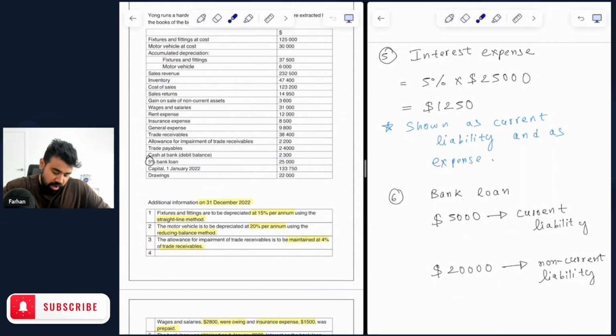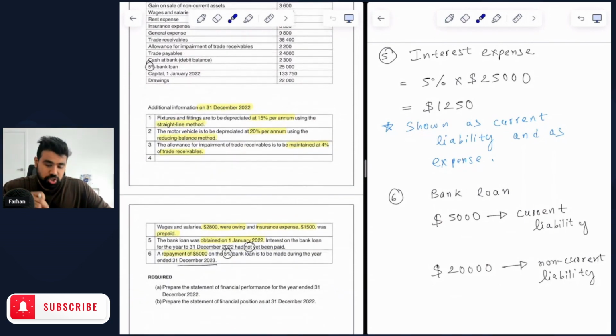Now, we also understand that we are obligated to pay interest on this bank loan. And what is the interest rate? It's 5%. So the rate that we have here in this case is the annualized rate, which is the rate on a per annum basis for one whole year. So whatever interest we will be paying on this loan for the whole 12 months, for the period starting 1 January 2022 and ending 31st of December 2022, is 5% multiplied by the original loan amount of $25,000, and that gives us $1,250 as the interest expense for the period.